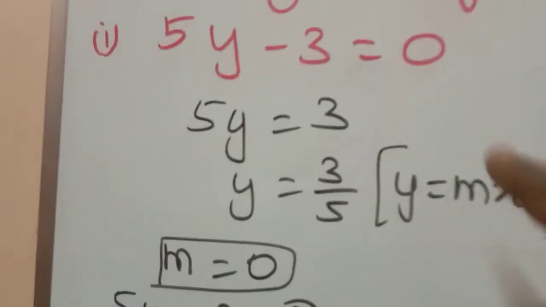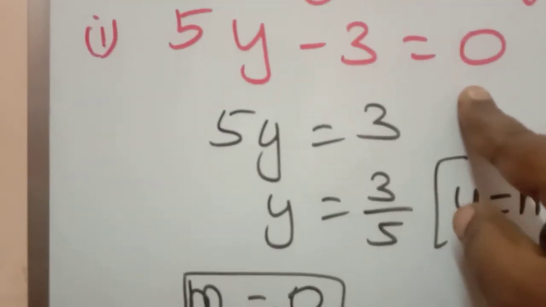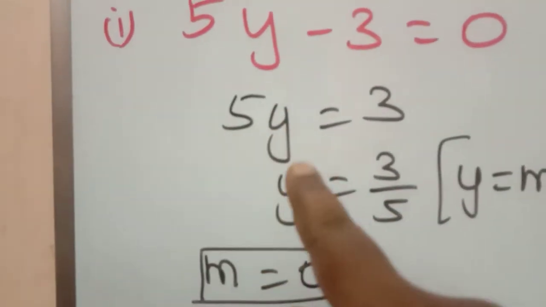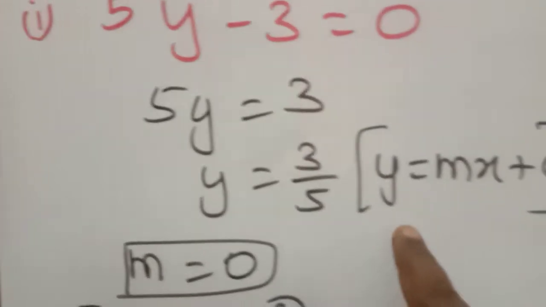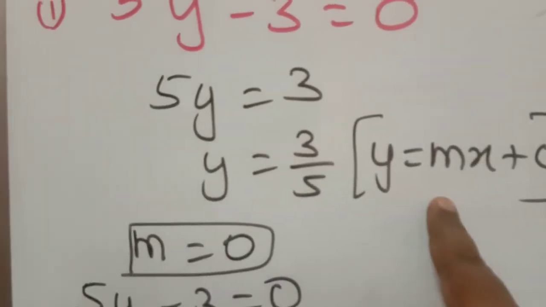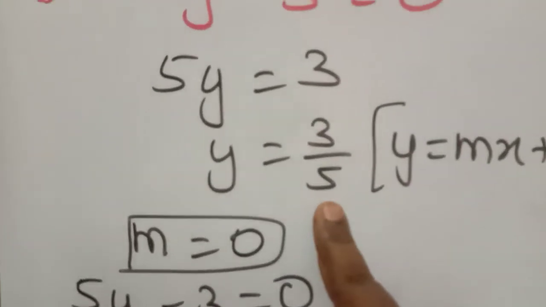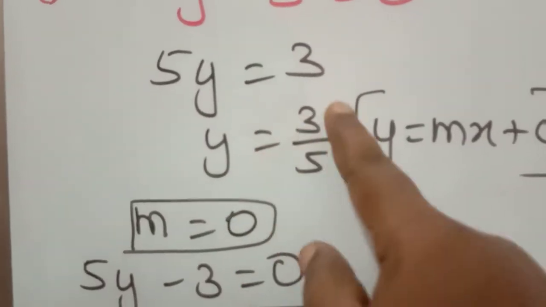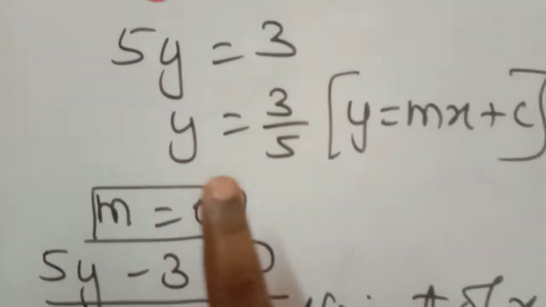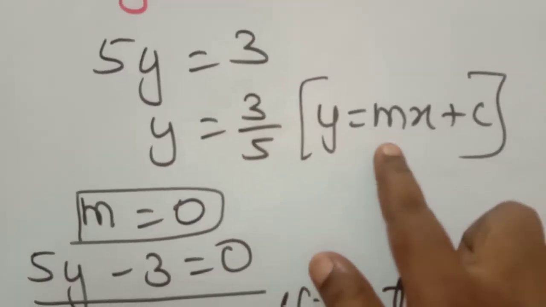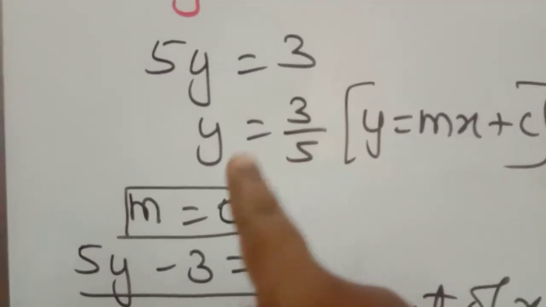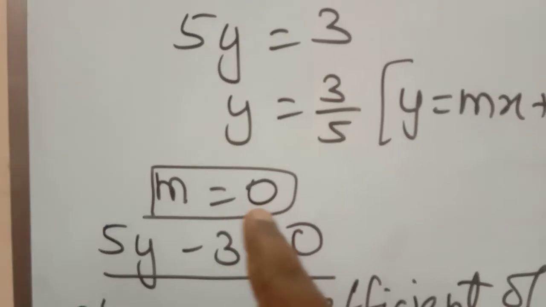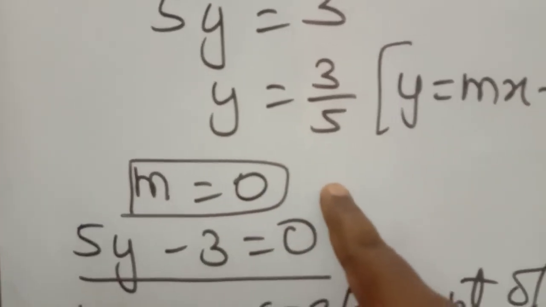So 5y minus 3 equal to 0. Keep y alone in the left hand side and bring 5 here, 3 by 5. In the format y is equal to mx plus c, if we write, we get y is equal to 3 by 5. Y alone in the left hand side. Coefficient of x is the slope m. Here x is not there, so coefficient of x is 0. That means slope m is equal to 0.